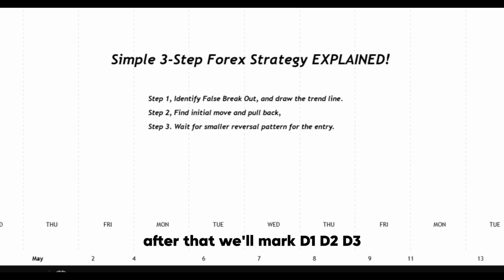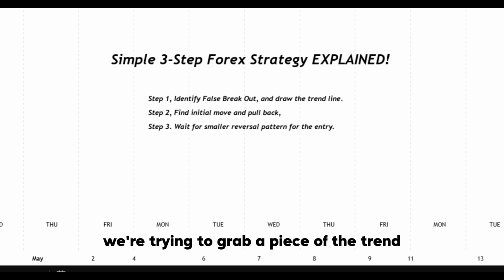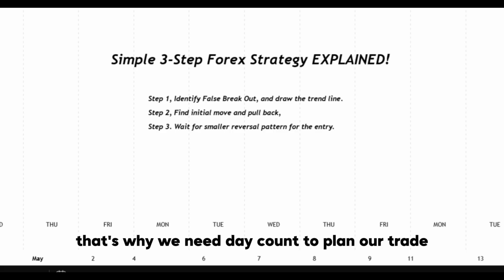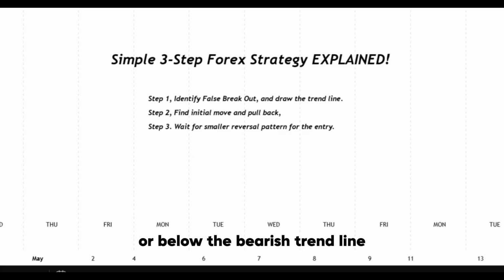After that, we'll mark D1, D2, D3. You may ask, what are those for? Since we are day traders, we only trade intraday. When a bigger trend is established, we are trying to grab a piece of the trend within our trading day. That's why we need the daily context to plan our trade. As long as we are above the bullish trend line or below the bearish trend line, we are good to buy or sell if the market gives us a chance.